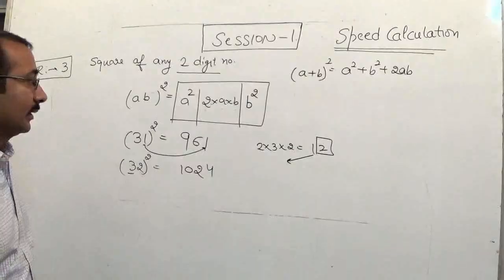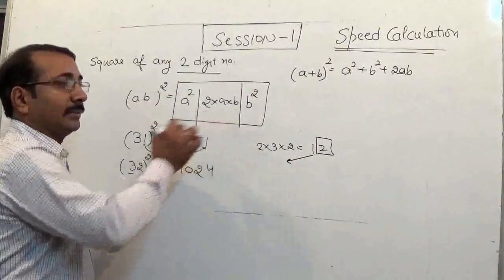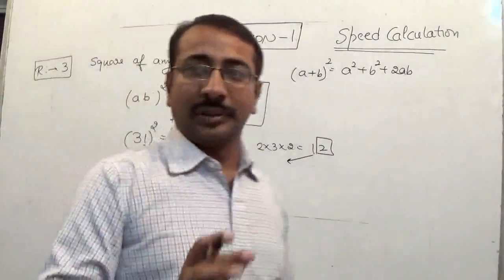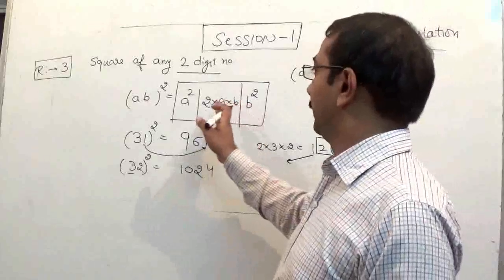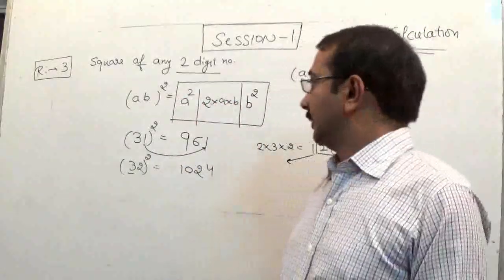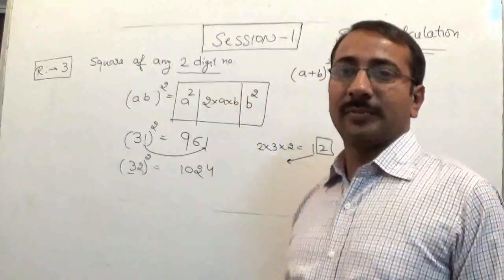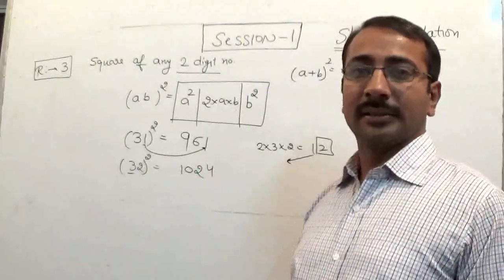What the rule says, in applying this method, we have the 3 places: last digit, middle place and the first place. This place and this place must be filled with only a single digit number.